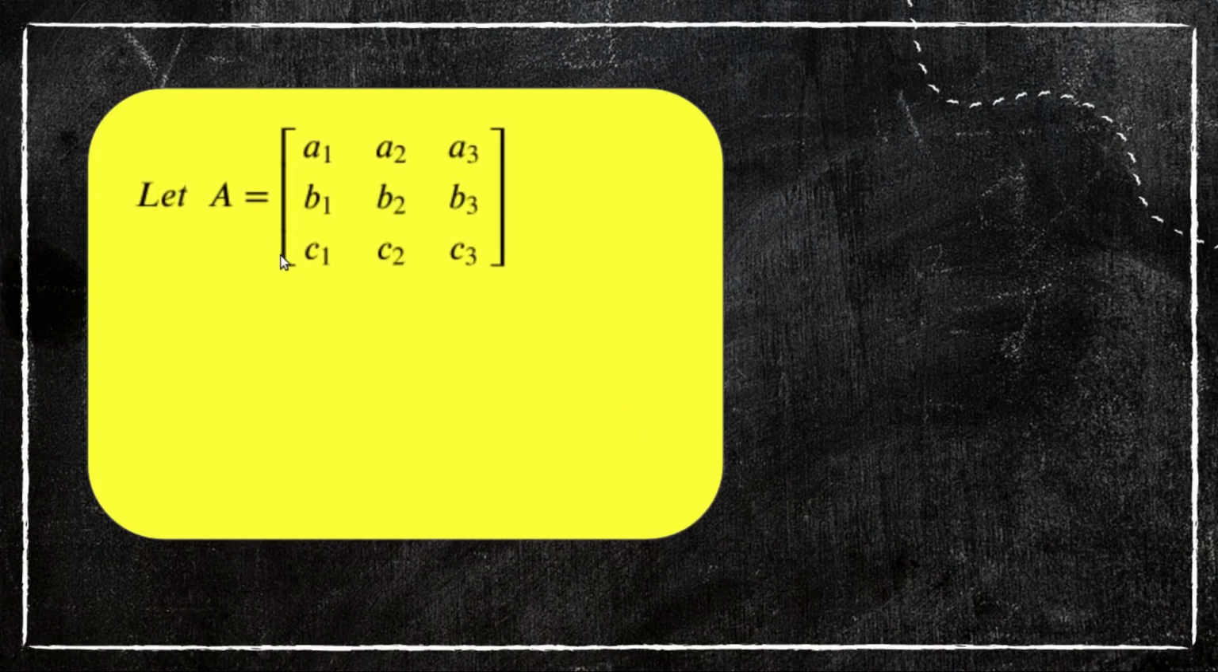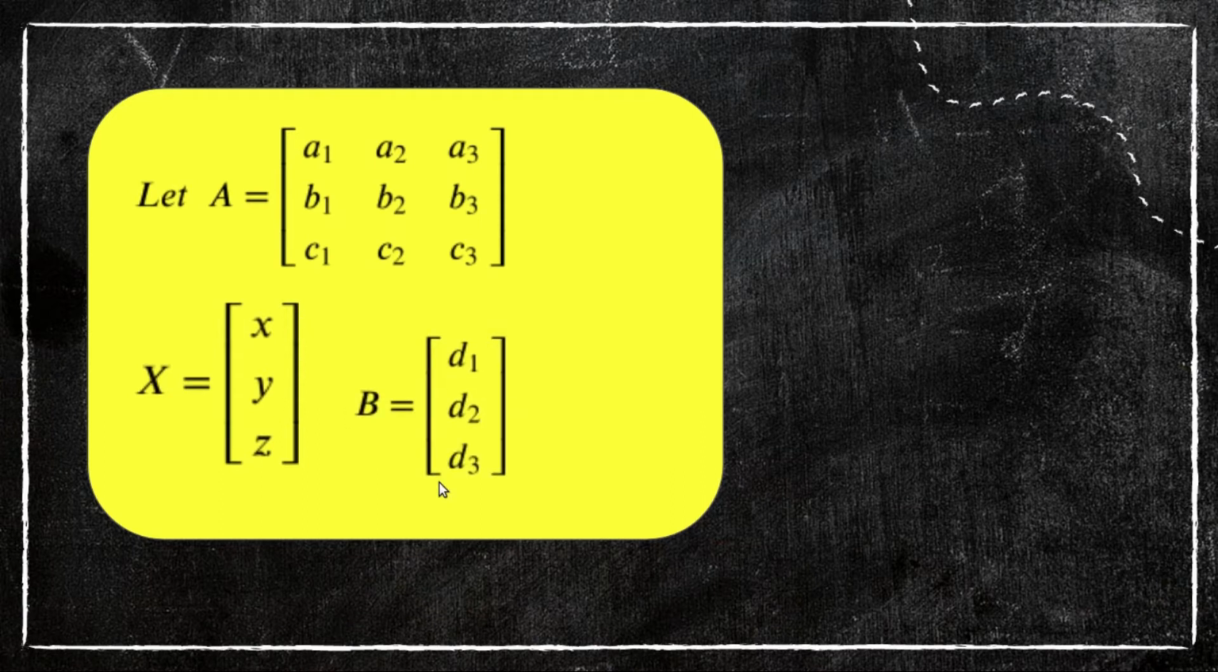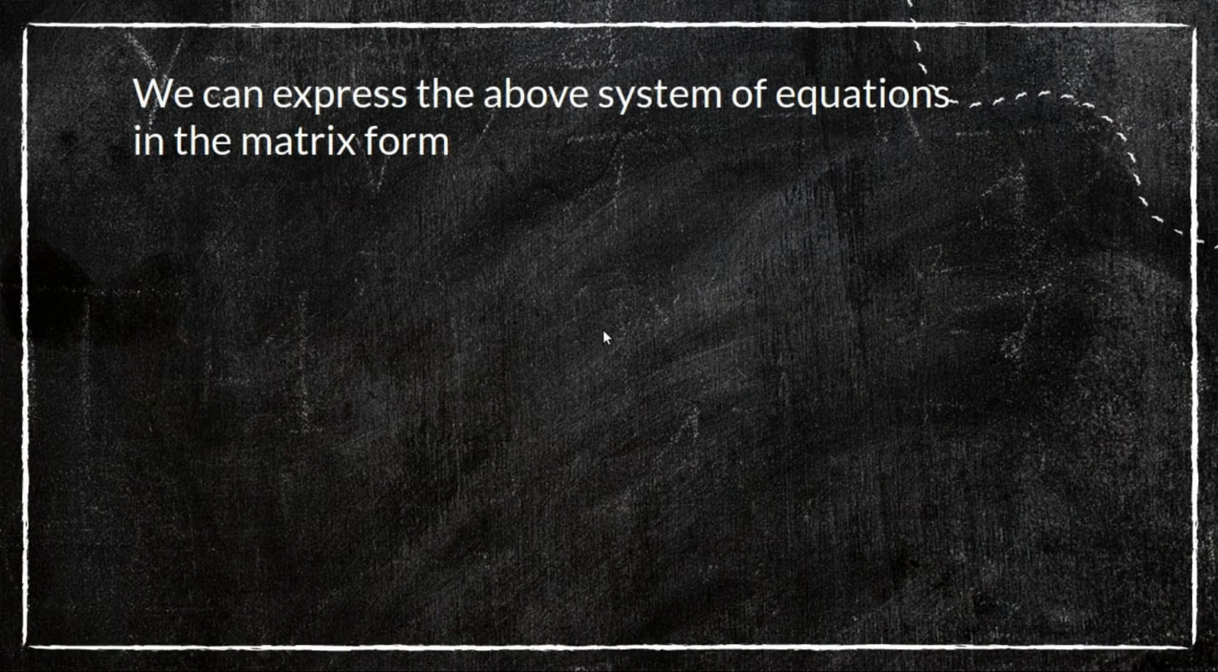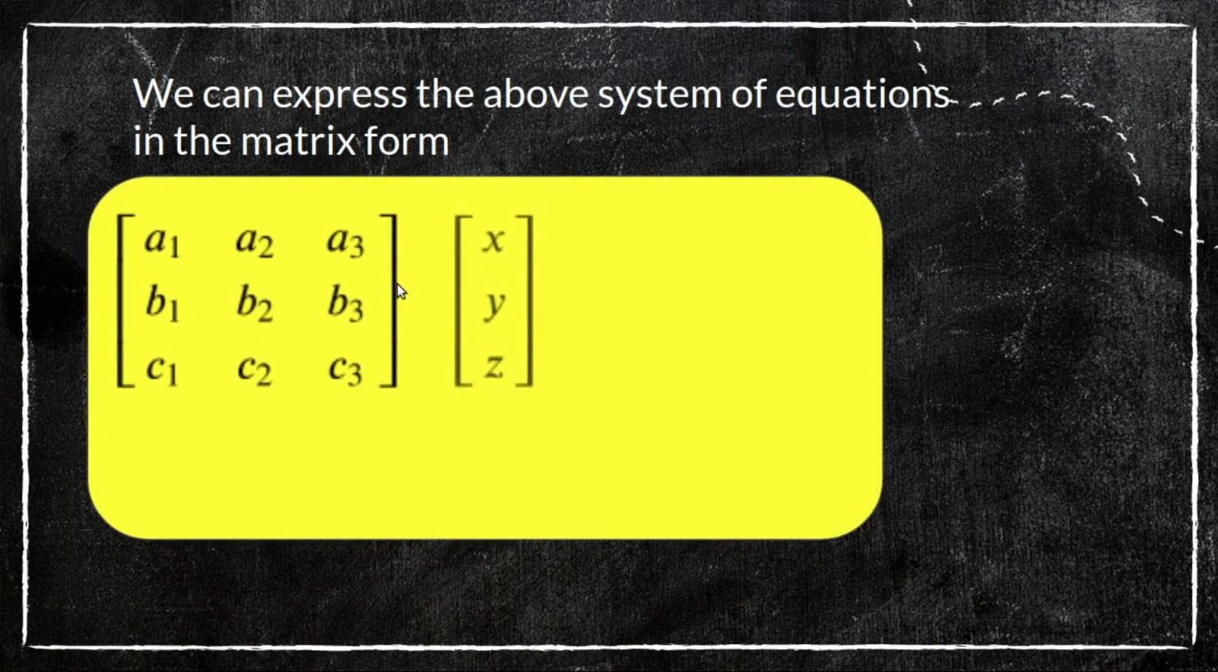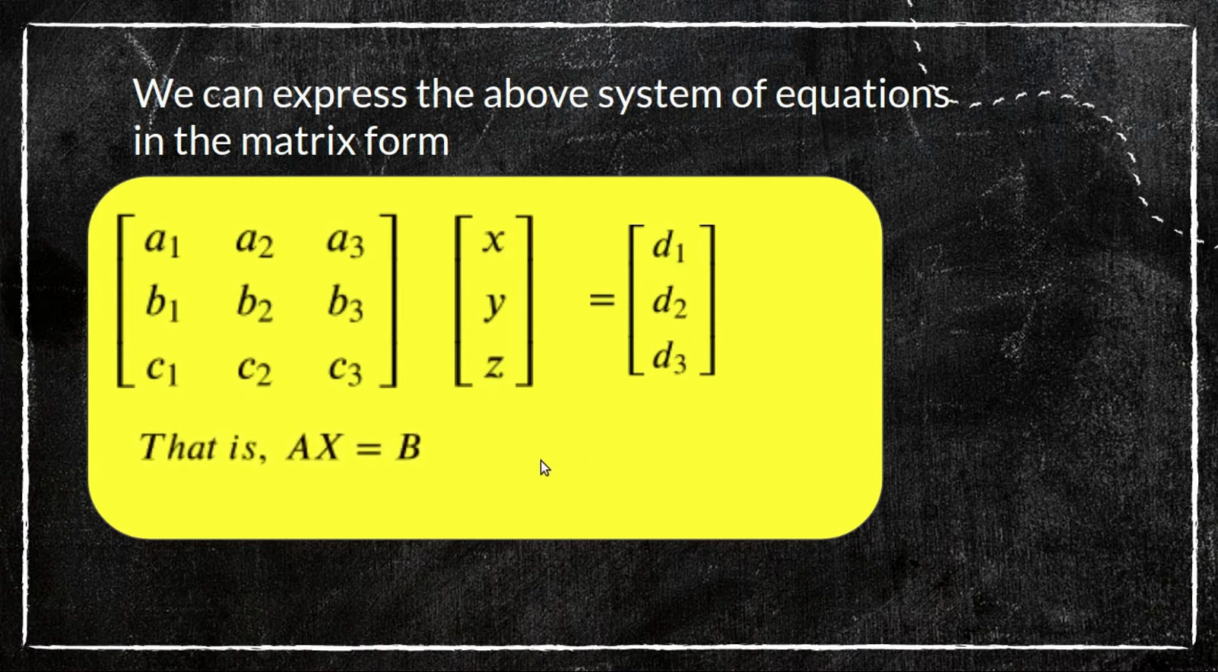Let A equal to matrix a1 a2 a3, b1 b2 b3, c1 c2 c3, and x equal to matrix x y z, b equal to matrix d1 d2 d3. We can express the above system of equations in the matrix form like this. This is the coefficient matrix. Now this matrix consists of unknowns x, y, z, and here this matrix consists of the constants on the right hand side. Now the system can be written as Ax equal to b.